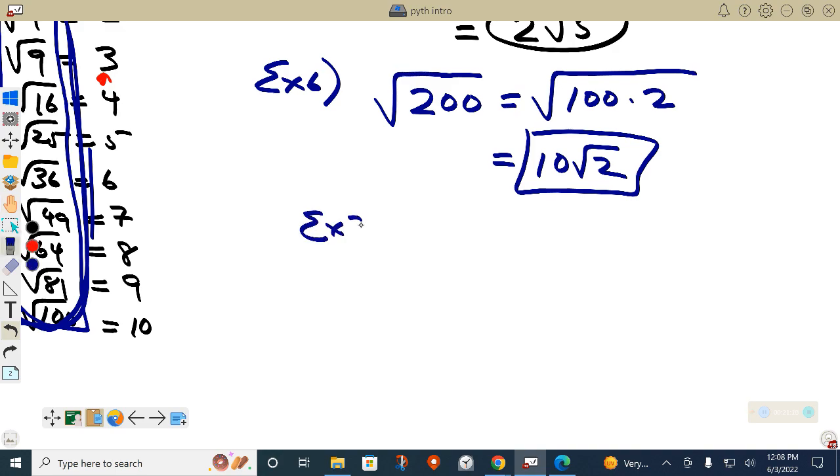Example 7. Let's do the square root of 40. Let's simplify that puppy.